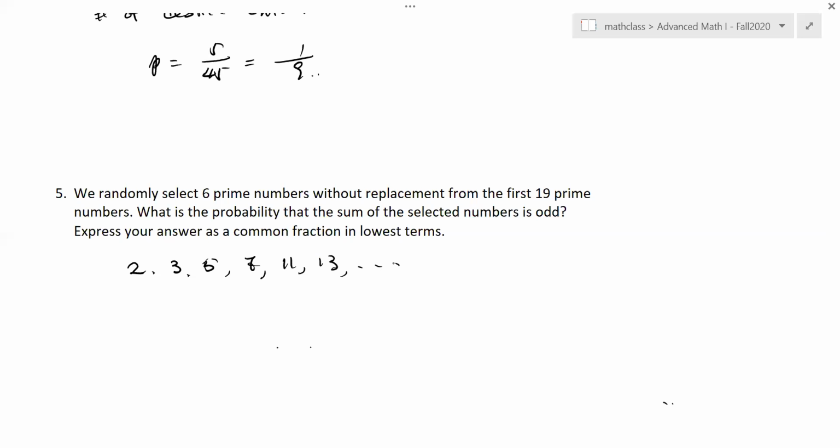Okay, think about that. We're going to select 6 prime numbers, not 19, 6 prime numbers out of the first 19 prime numbers. The sum must be odd, right? So first of all, you find out the number of all possible outcomes.